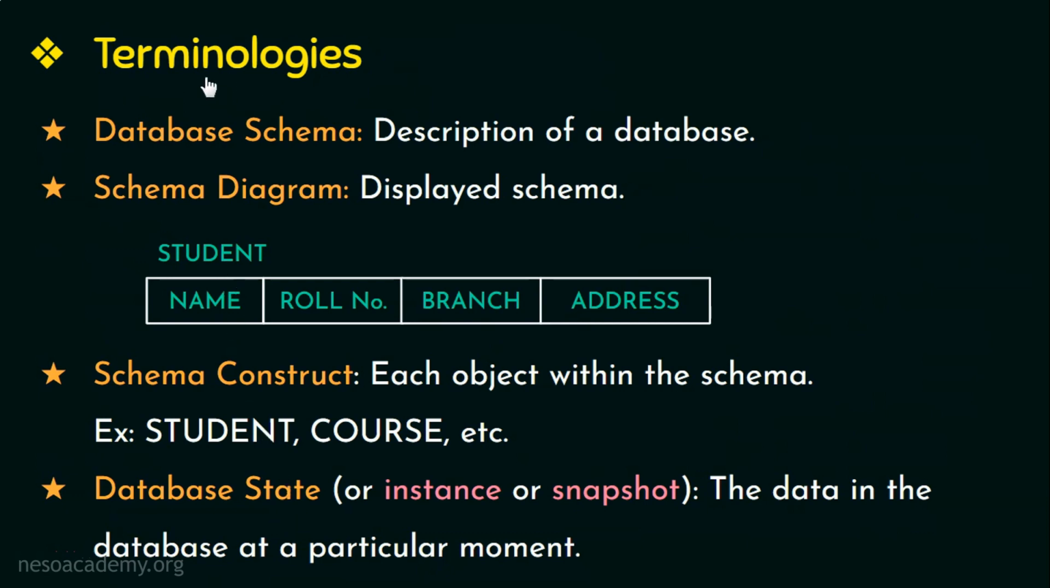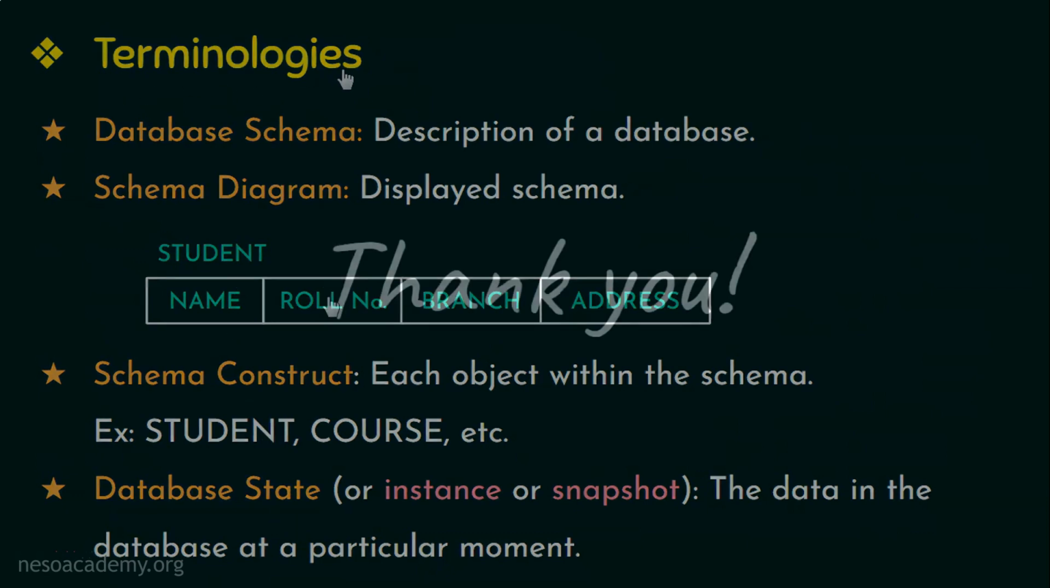So these are a few other terminologies that we need to know. With this, we come to the end of this video. Hope you all have understood the fundamental concepts of database systems, which include the data model, its categories, and a few terminologies. Thank you.